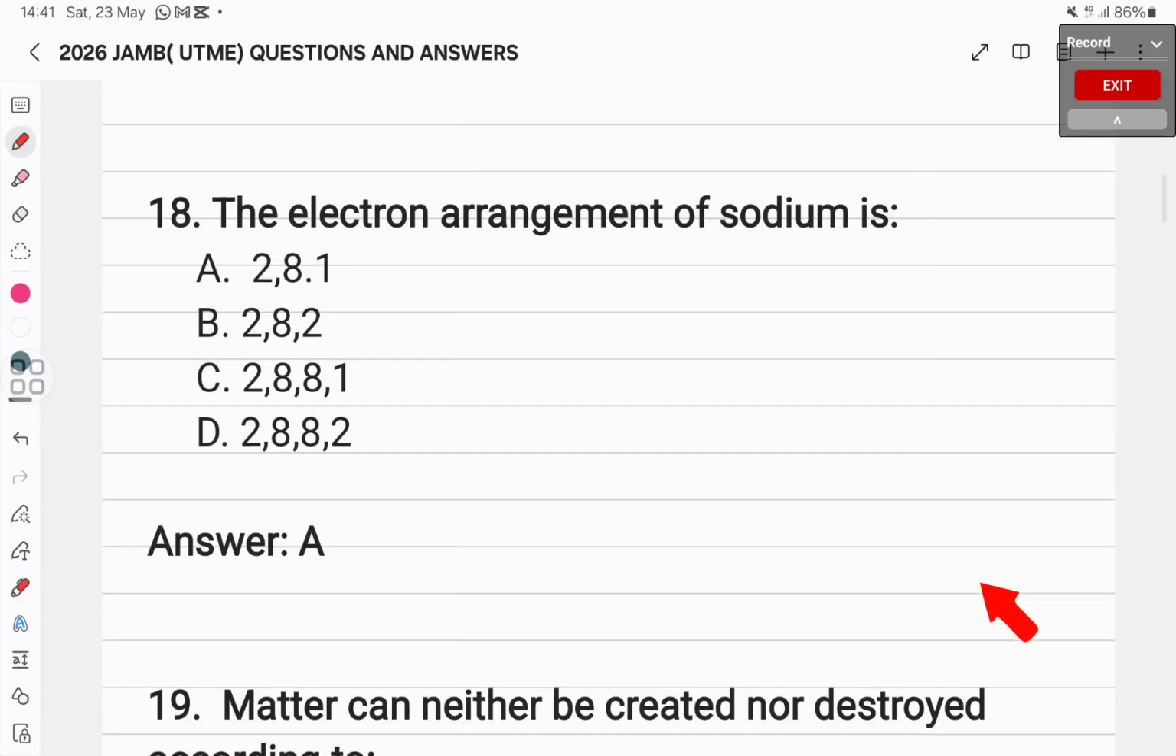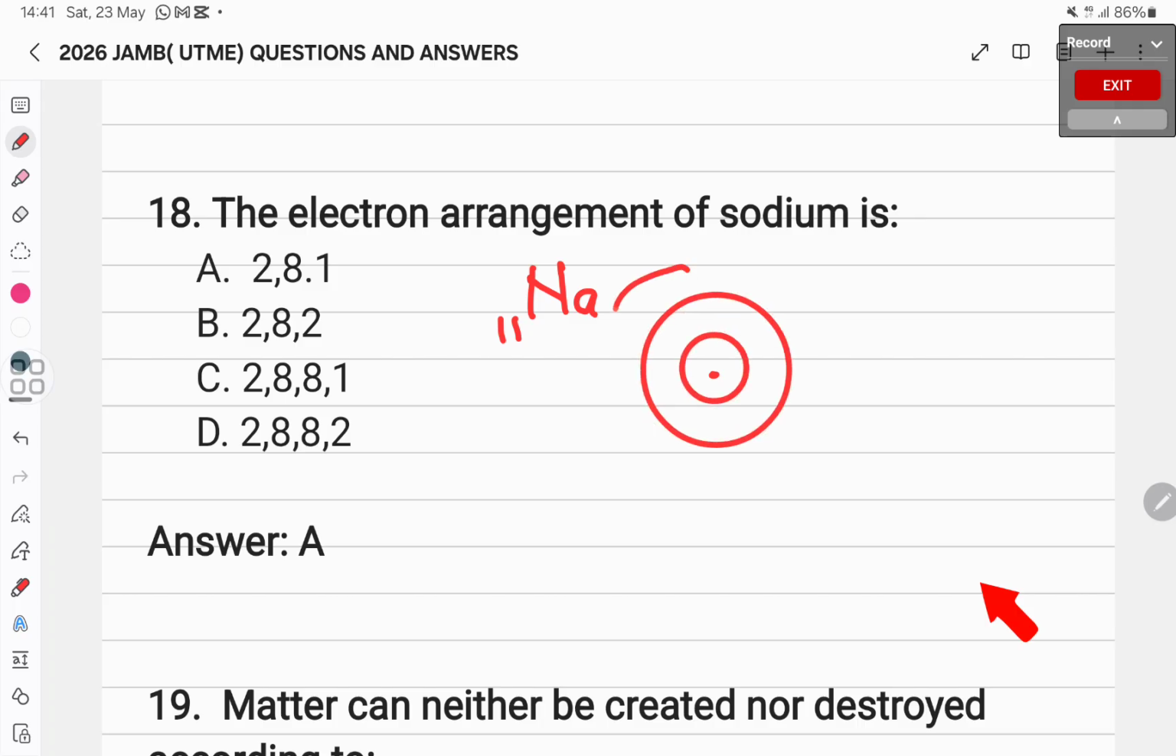The electronic arrangement of sodium. The electron arrangement of sodium is option A. Sodium is number 11, and it has three shells. It has three concentric shells. This is the diagram representing an atom of sodium.